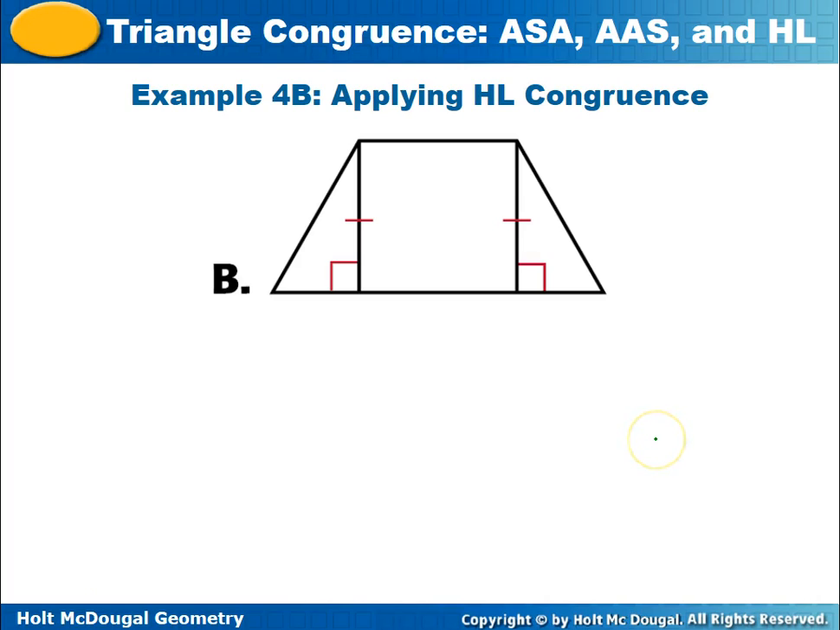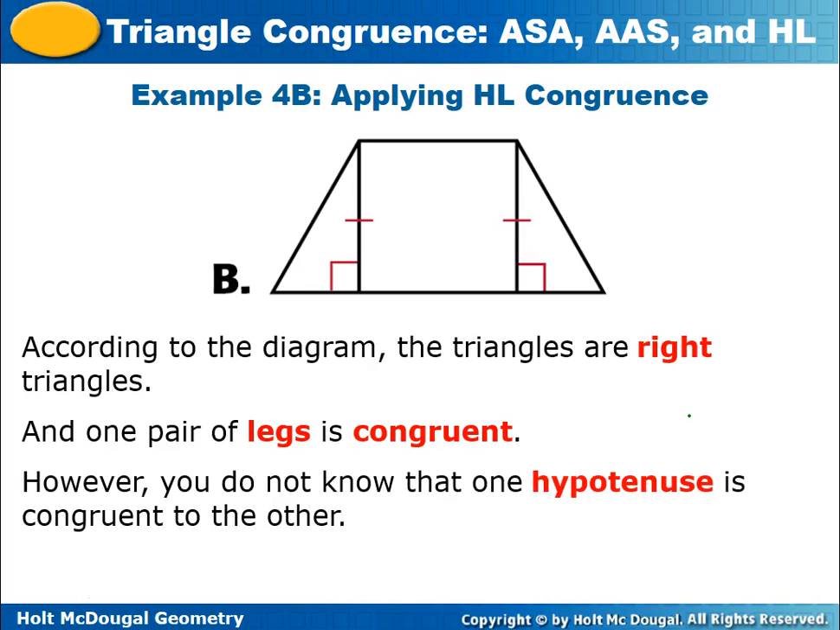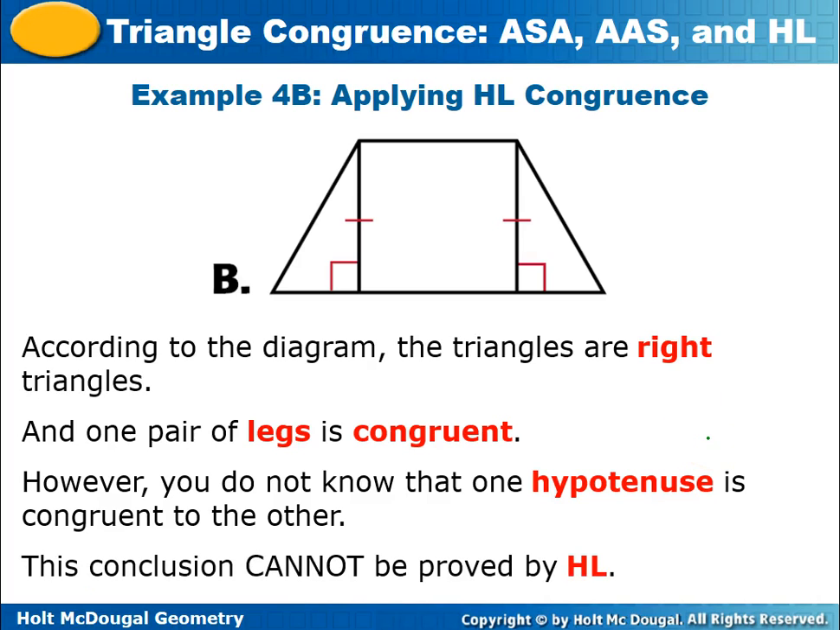Now this one right here, let's talk about this one. So again, we have two right triangles out there on the outside, and we have one leg. What do we not have on here? So right now, we have that the legs are congruent, right? But we do not have anything that tells us that the hypotenuses are congruent. Thus, we cannot prove that these two triangles are congruent by hypotenuse leg.